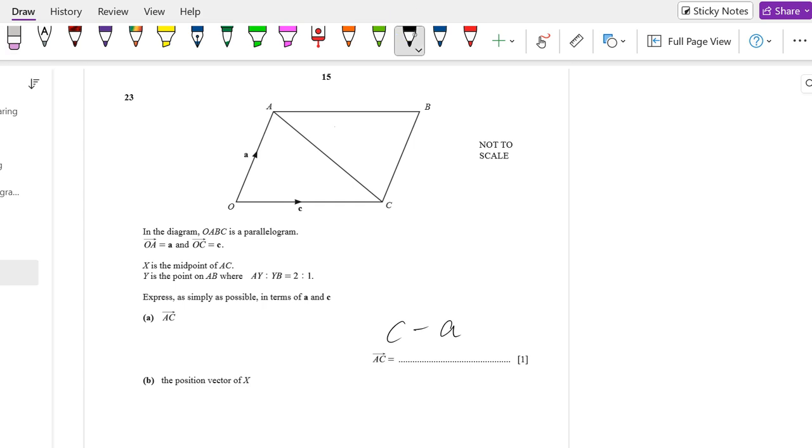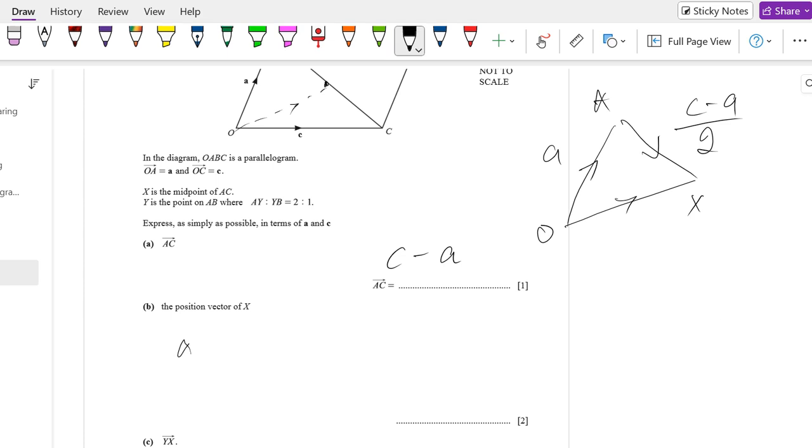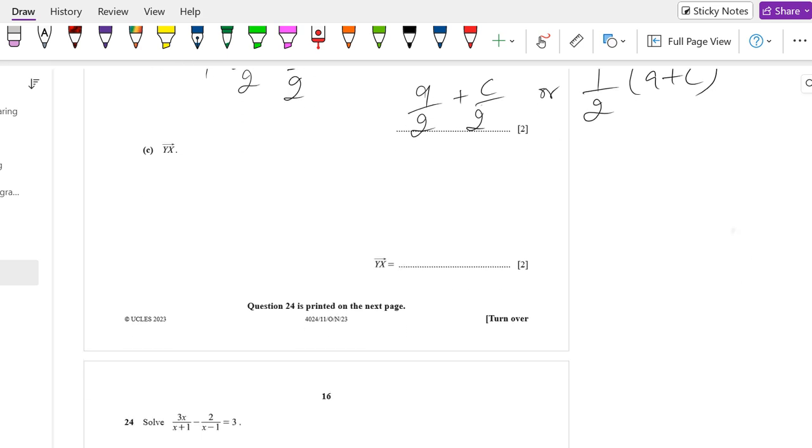So if this is your X, this would be the position vector of. So first we have AC. So we can find AX. Let's draw it separately. Your AX would be C minus A over 2. This is A and this needs to be found. So A plus C by 2 minus A by 2 would be A by 2 plus C by 2, or 1 by 2 A plus C in case the question is of something parallel or something which is not.